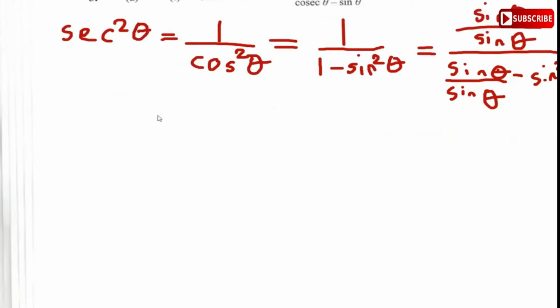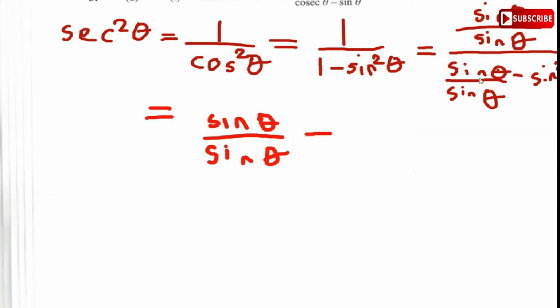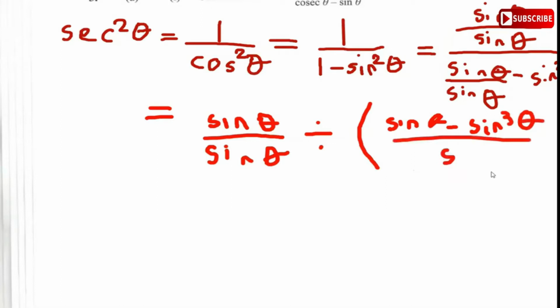So now let me join the denominator as one fraction. I can write that now as sine theta over sine theta. Now instead of saying over, I'm going to put divide by. Now this sine theta minus sine squared theta is really being divided by sine theta minus sine cube theta over sine theta. Let's see if this will work out.